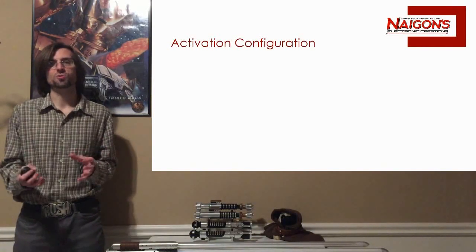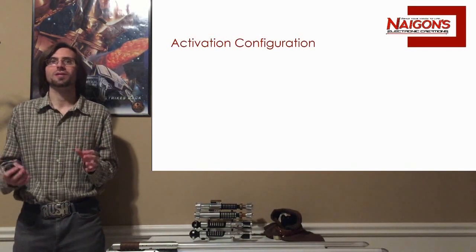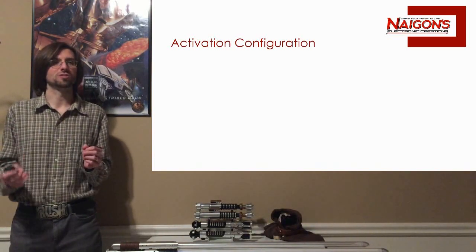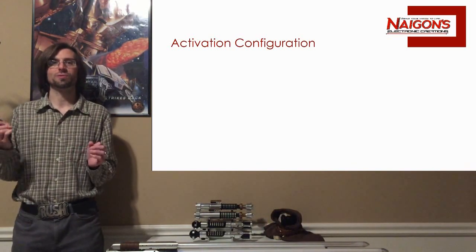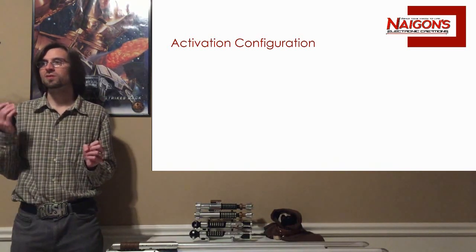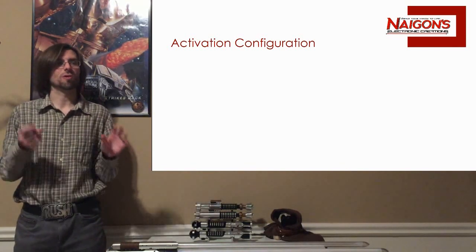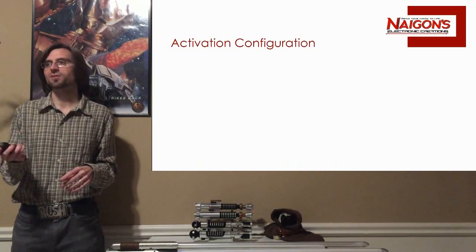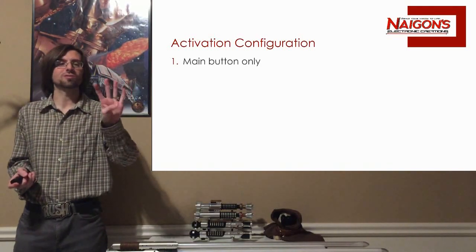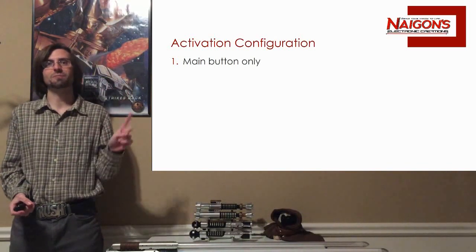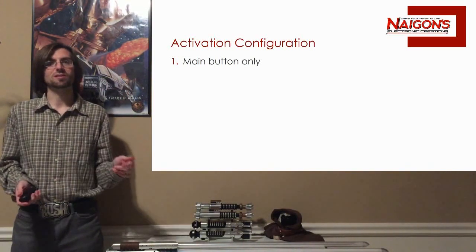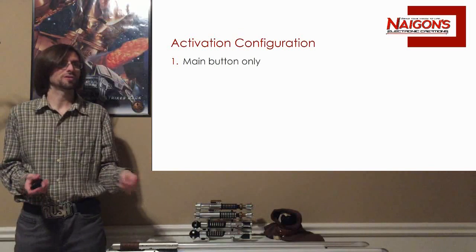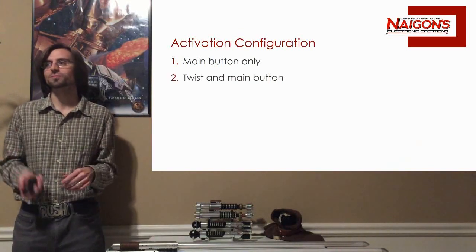But I also want you to be able to have configurability, because here at Nigon's Electronic Creations, we believe our users should be able to set the experience they want with their Saber. So the existing feature to just twist the Saber on every font needed to be addressed. So now I've given you 4 ways that you can turn on your Saber. The first being the main button only. This is just the default, which is always just you press the button to turn it on. That's the only way to turn it on.